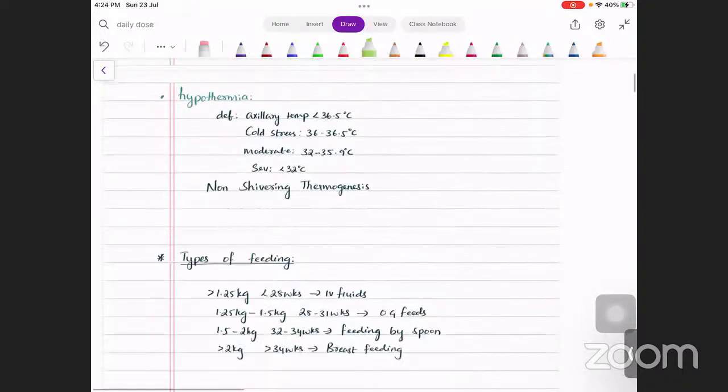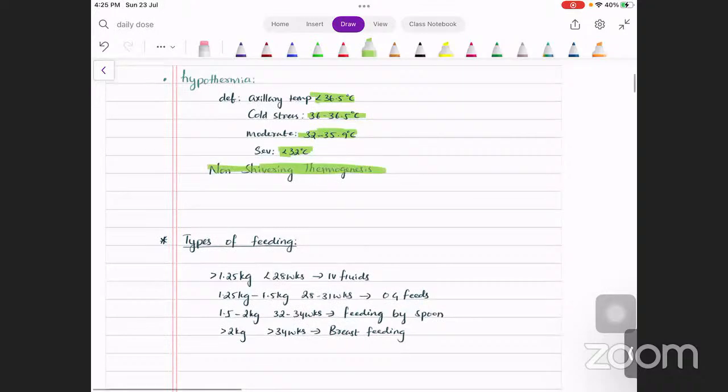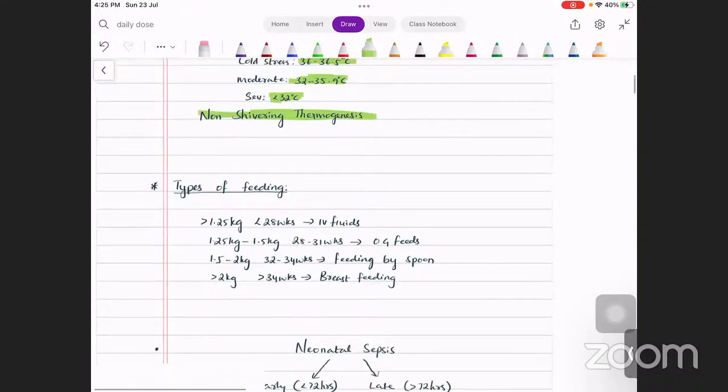Then you are having neonatal hypothermia: axillary temperature of less than 36.5. Cold stress is 36 to 36.5, moderate is 32 to 35.9, and severe hypothermia is less than 32 degrees. Non-shivering thermogenesis you may see in this patient. So this is how we grade the hypothermia here.